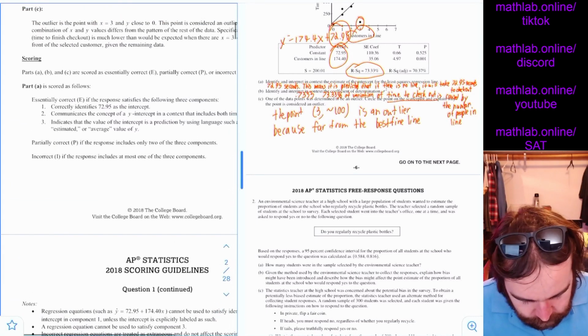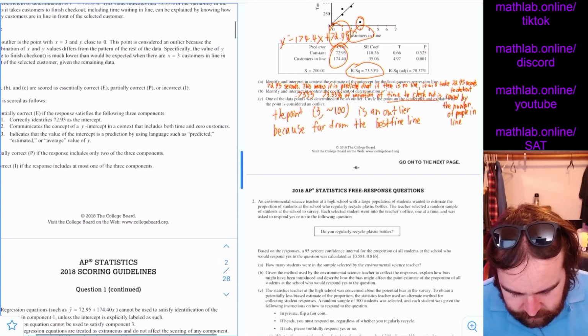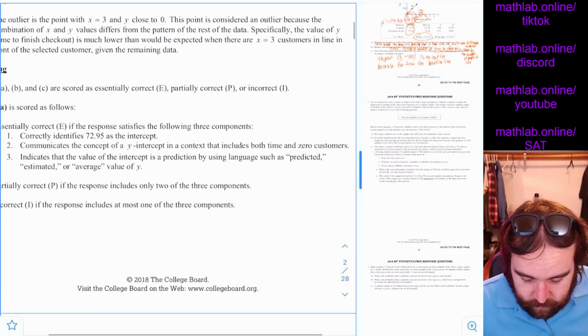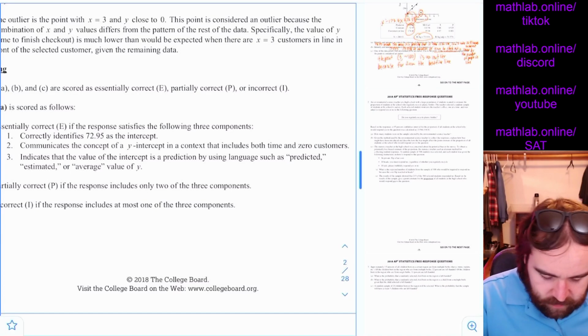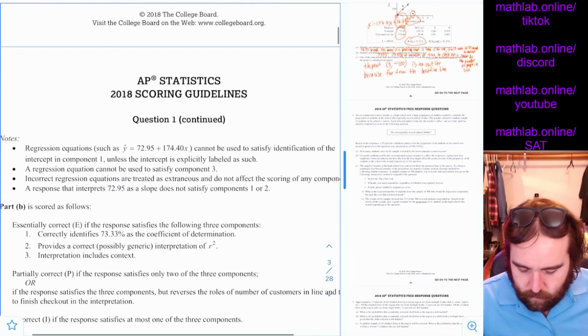We'll look particularly. So correctly identifies 72.95, communicates the concept of a y-intercept in context that includes both time and 0 customers in line. Indicates that the value of the intercept is a prediction by using language such as predicted, estimated, or average. We definitely said predicted. I knew that. I knew that was important.